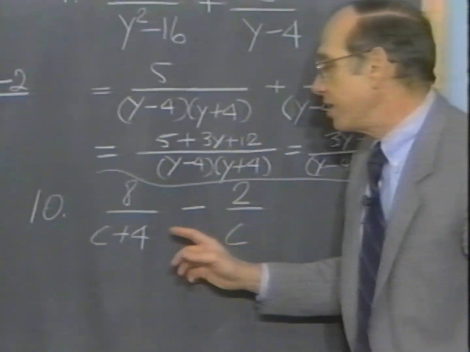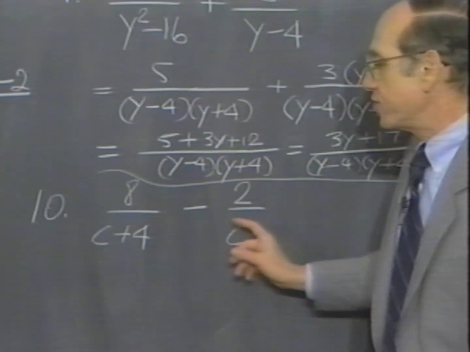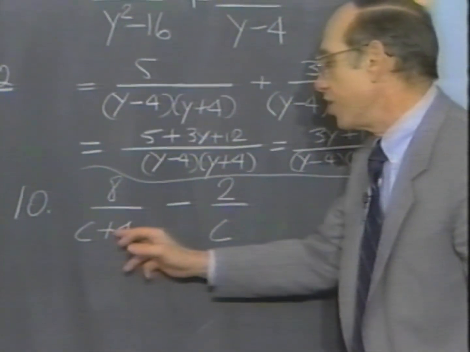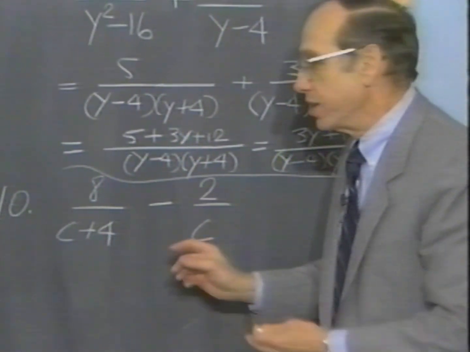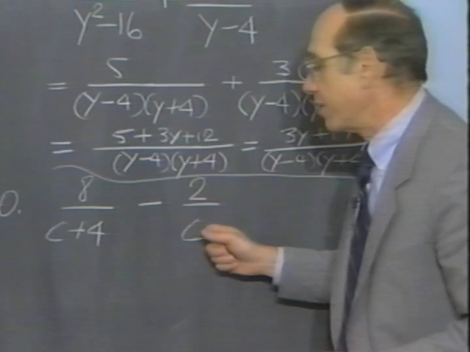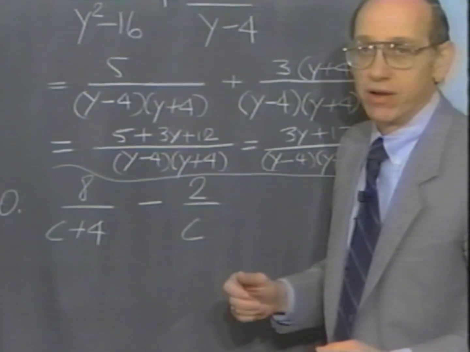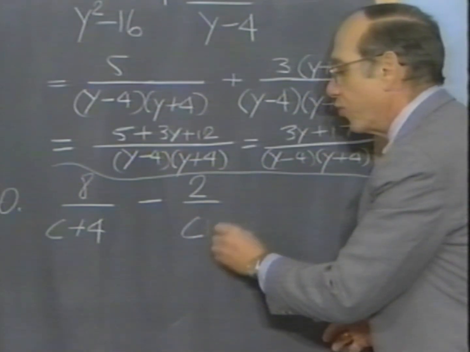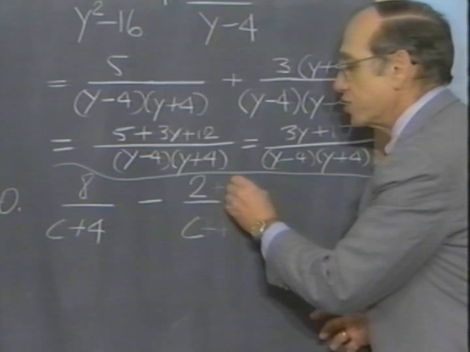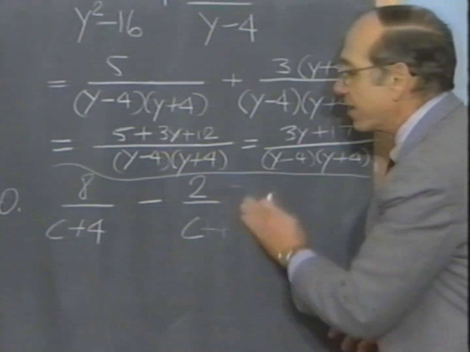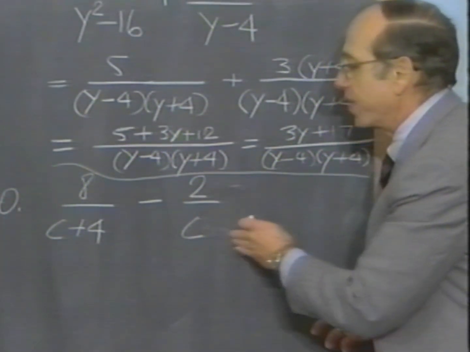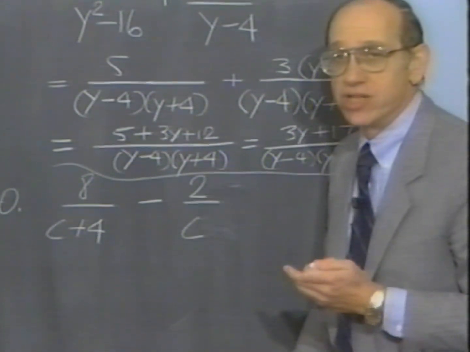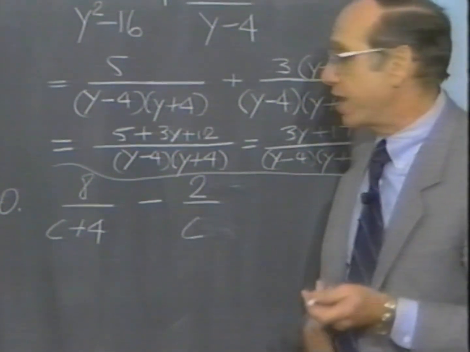In problem 10, we have the same kind of situation, two dissimilar denominators. But here, you see there's no factoring to be done. Here I have c plus 4 in the denominator, and here I have just c in the denominator. Now don't, whatever you do, be tempted to add a plus 4 down here and a plus 4 up here. That's simply not allowed. You cannot change a fraction by adding the same thing to both numerator and denominator. That changes the value of the fraction, and that you're not allowed to do.